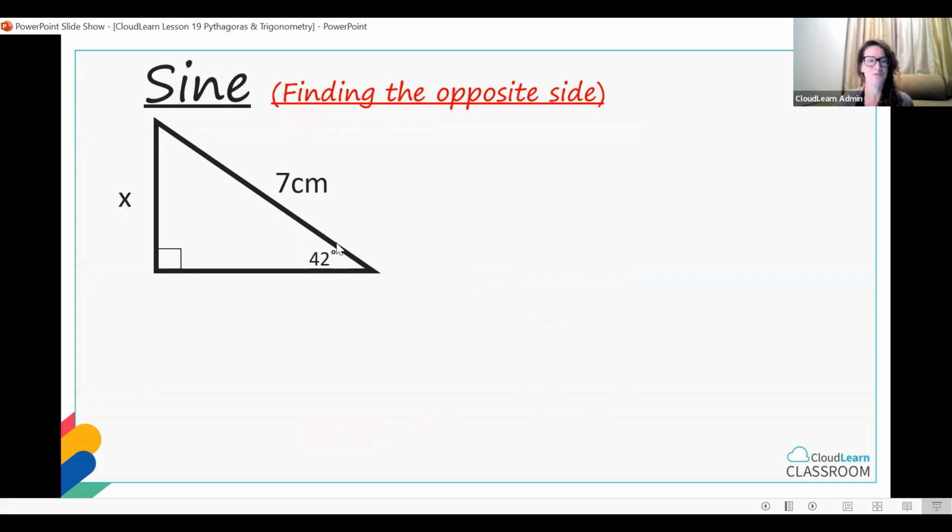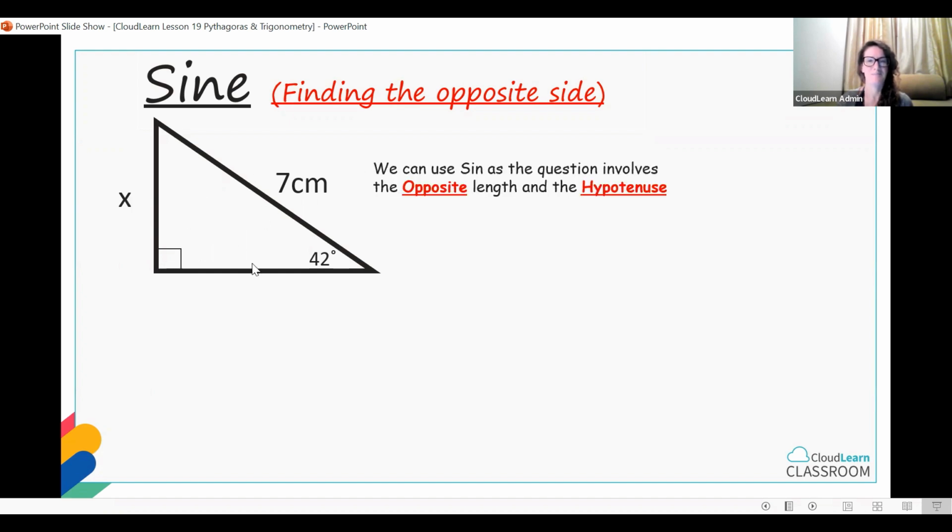So how would we use this in a problem where we need to find a side? I've been given the angle 42 and I've been told the hypotenuse is 7, and I want to find the length of this opposite side here. I've labelled this as opposite, this as hypotenuse, and this as adjacent. I'm working with the opposite and the hypotenuse, so I know I'm using sine. So I've gone ahead and done that.